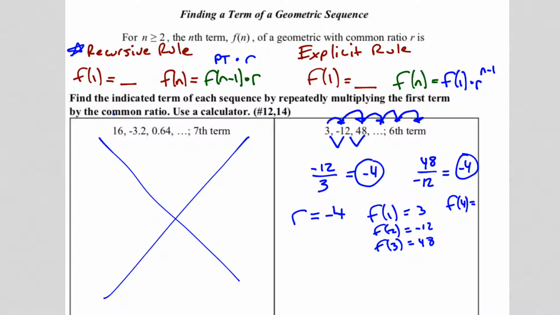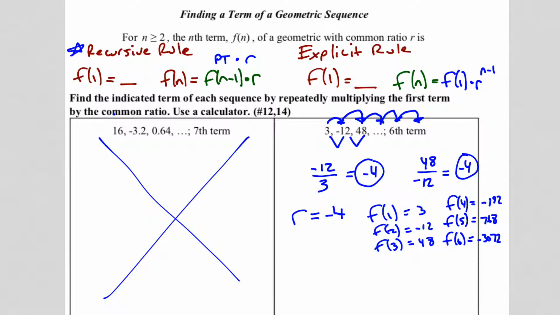So you're going to definitely need your calculator, right? That's -192. And times a -4, that's 768, and then times a -4, 768 times a -4, is -3072. So that's the recursive way.